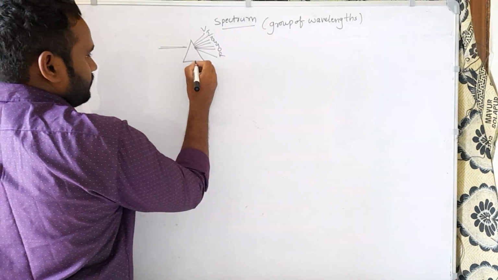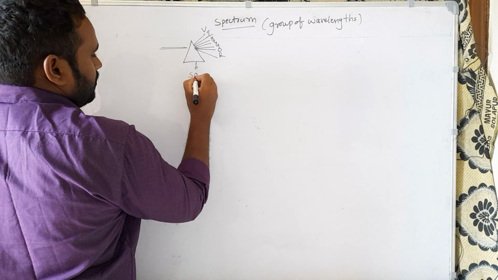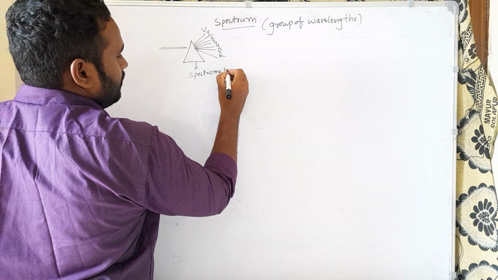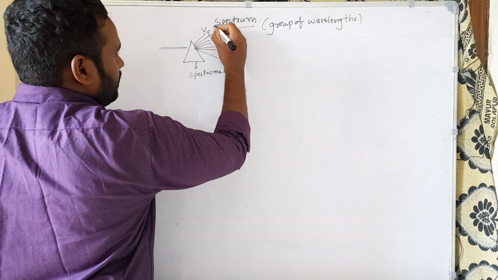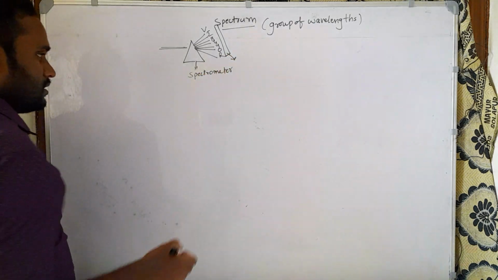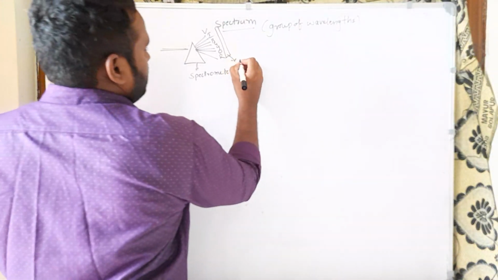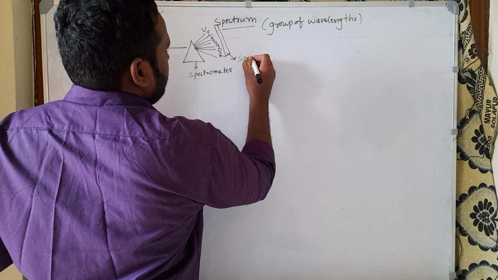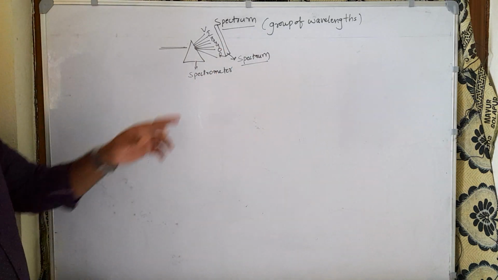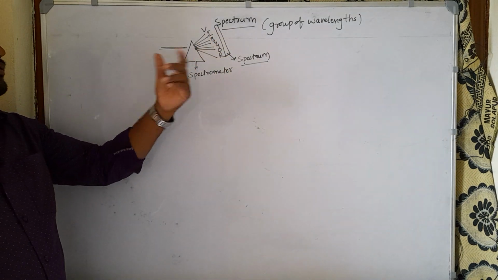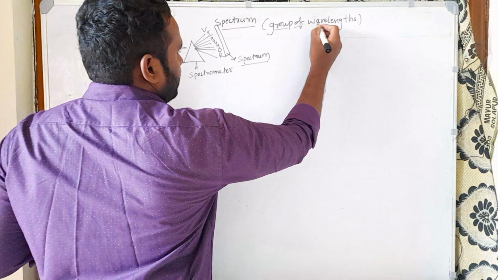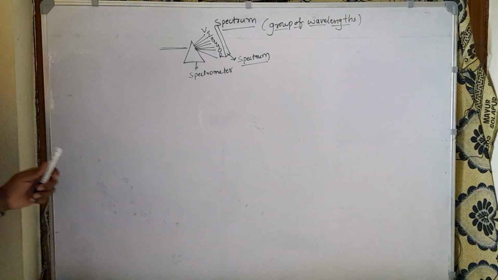spectrometer or spectrograph. And here the image we record by using this spectrometer is called spectrum. So the image which we recorded by using a spectrometer, that is called what? Spectrum, or simply we can tell it as a group of wavelengths is called spectrum.